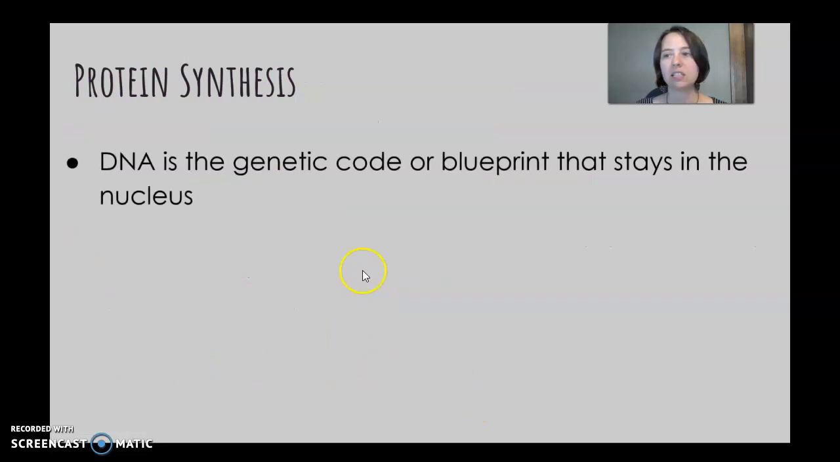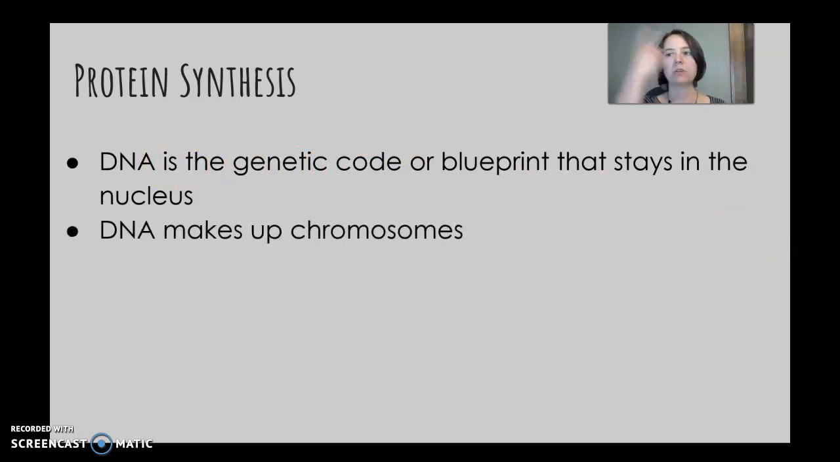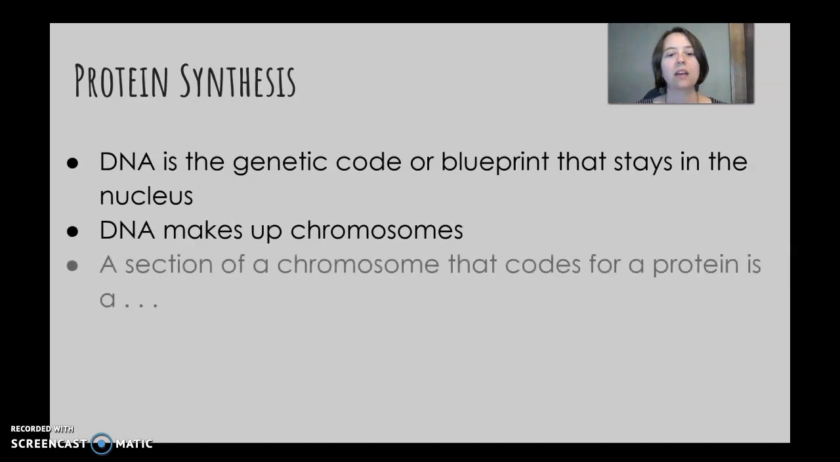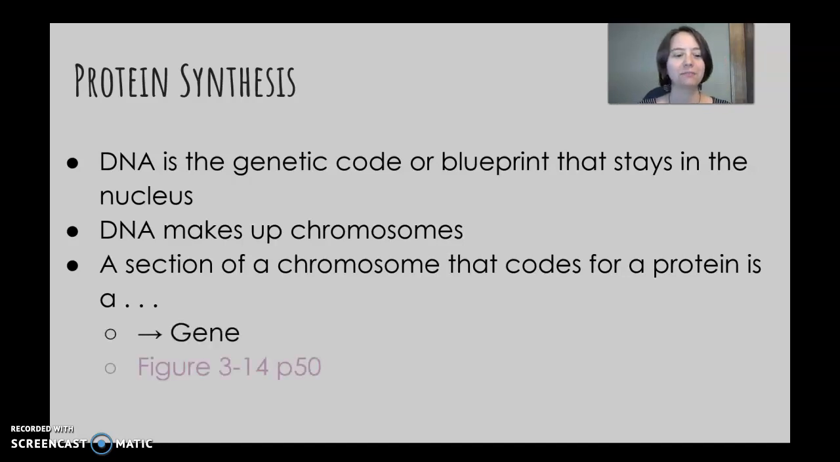So protein synthesis, please write this down. DNA is the genetic code or the blueprint, and it always stays in the nucleus. And DNA makes up chromosomes. And a section of a chromosome that codes for a protein is called what? If you said a gene, you are correct.